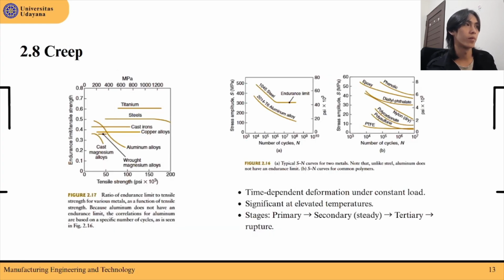Next we have creep curve. This creep curve is a time-dependent deformation under constant load, especially at elevated temperatures. The creep curve has three stages: primary, secondary, and tertiary, which ends in rupture. Creep is critical in applications such as turbines, steam pipes, and jet engines.